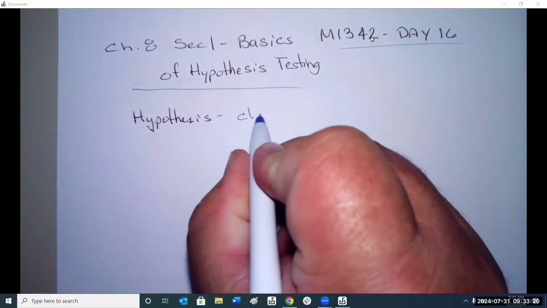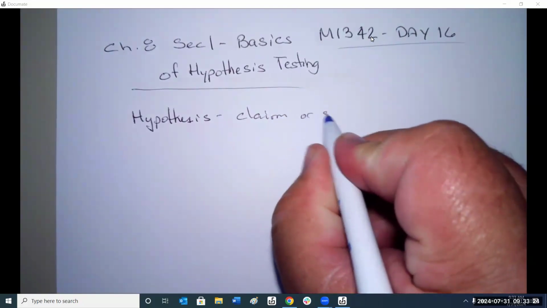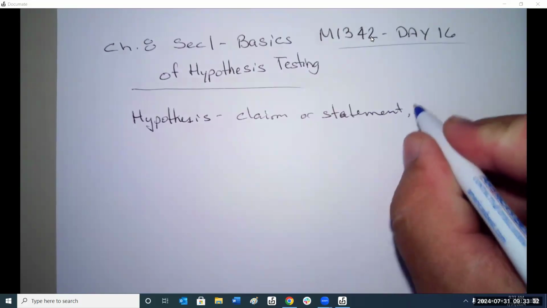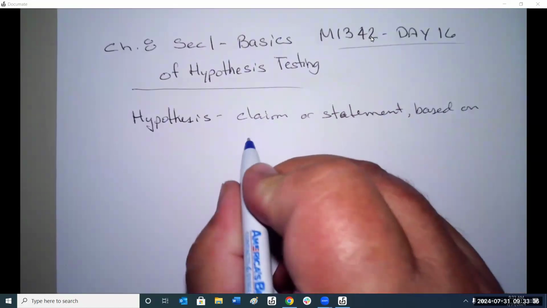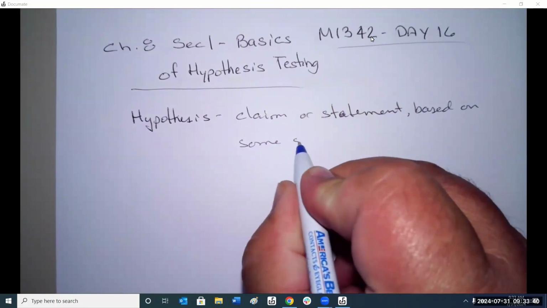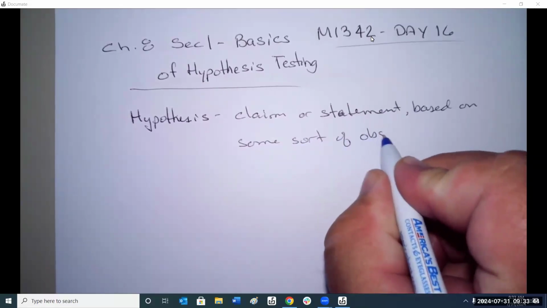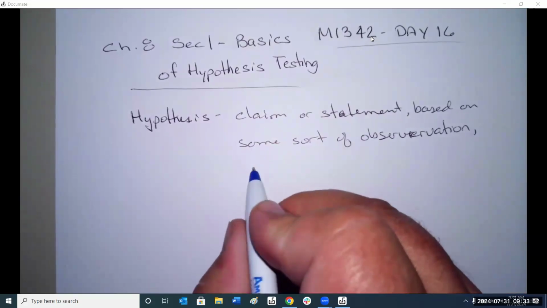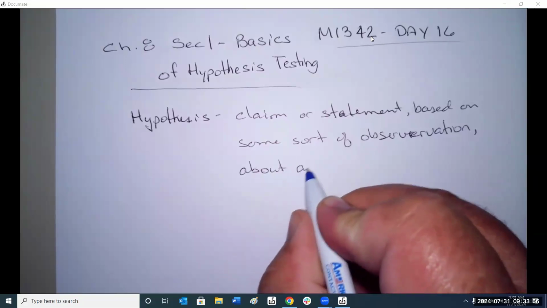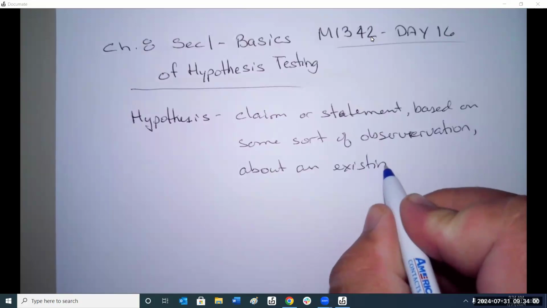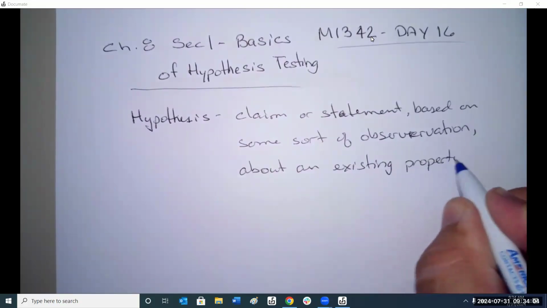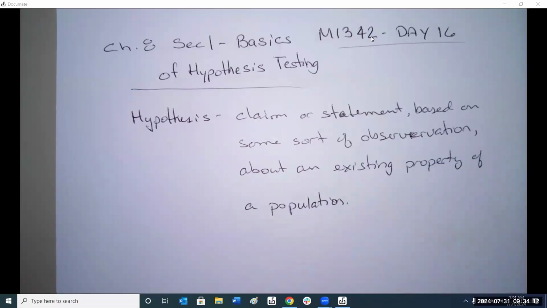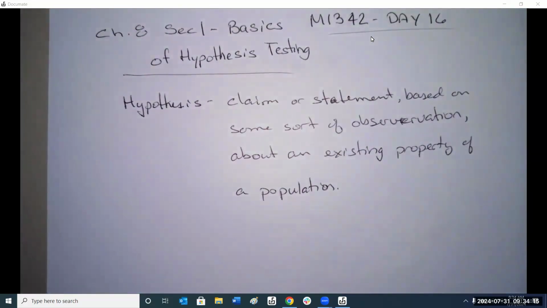These are important. It's a claim or a statement of an observation based on some sort of observation about an existing property of a population. So this is very all-encompassing.